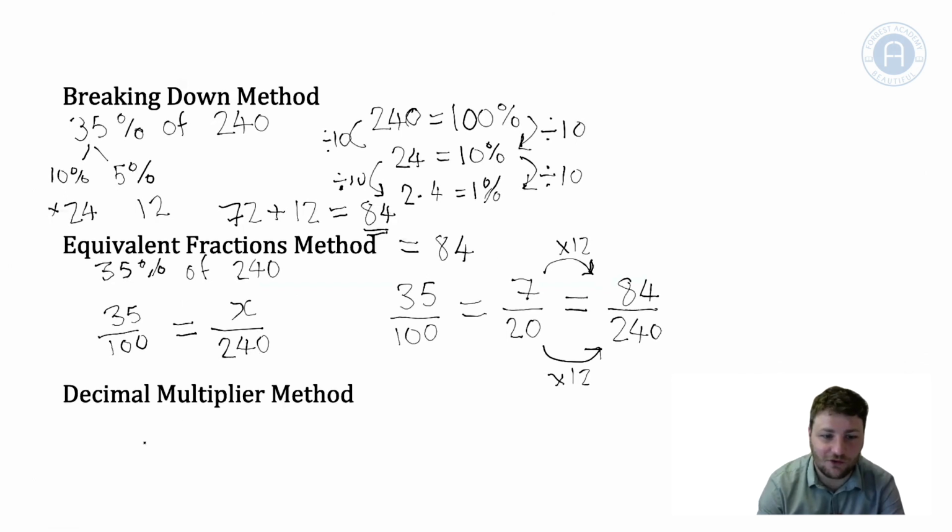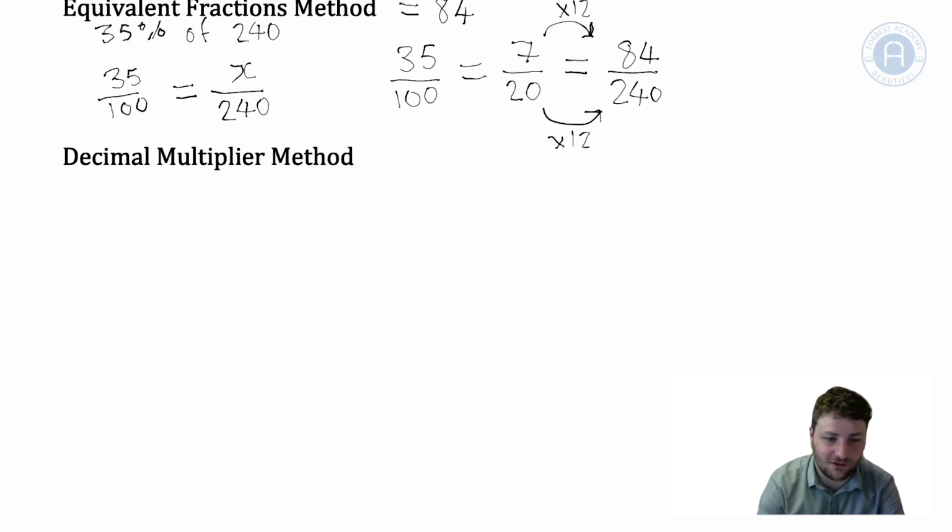And finally, you've got the decimal multiplier method. And again, we're going to do the same question, 35% of 240. Now, this final method is going to be purely number-based. And what we do is this 35%, we're going to write that as a decimal. So 35% as a decimal is going to be 0.35.